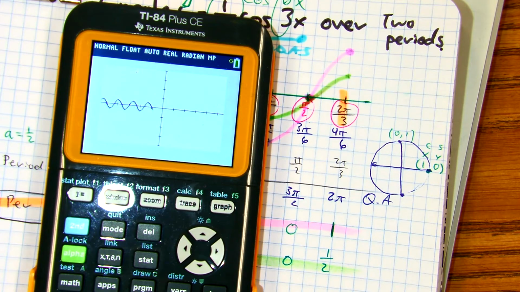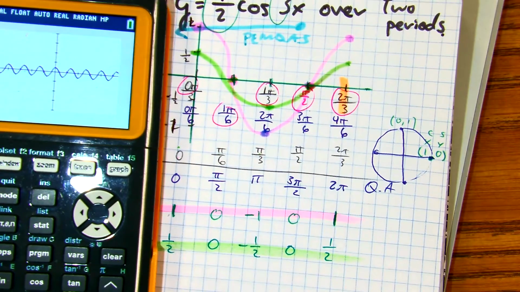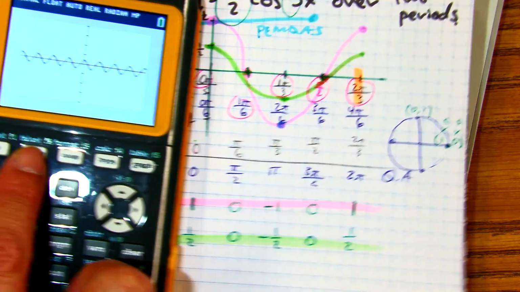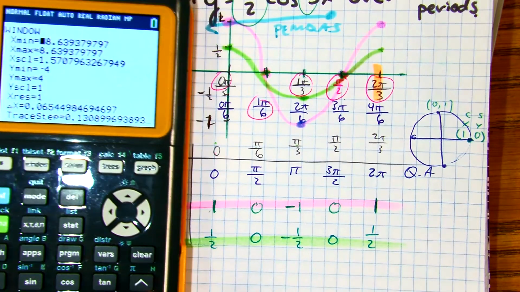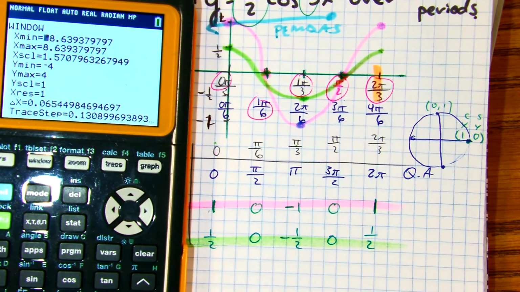That's nice, but your heart rate is stable. Don't worry. That wasn't as good. But if you want to look exactly like what we did, you're just going to press window. What was our x minimum, our smallest number? In radians, 0. What was the largest number?